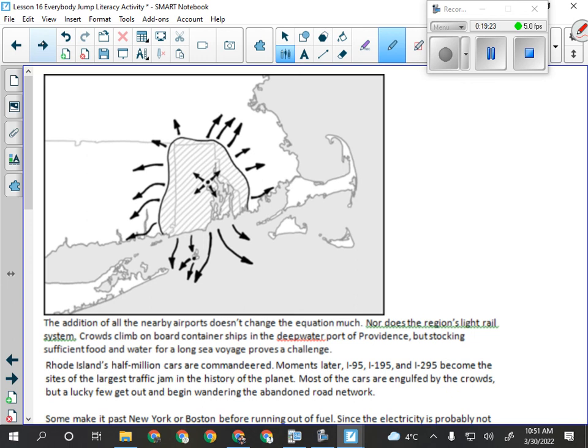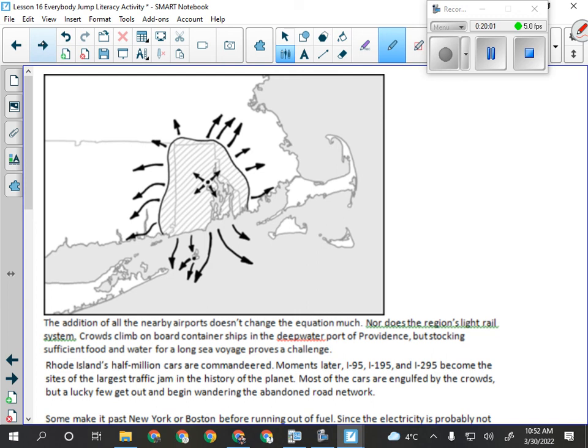In addition, the addition of all the nearby airports doesn't change the equation much, nor does the region's light rail system. Crowds climb on board container ships in the deepwater port of Providence, but stocking sufficient food and water for a long sea voyage proves a challenge. Rhode Island's 500,000 cars are commandeered. Moments later, I-95, I-195, and I-295 become the sites of the largest traffic jam in the history of the planet, something like the first season of The Walking Dead. Just roads with cars jammed everywhere.